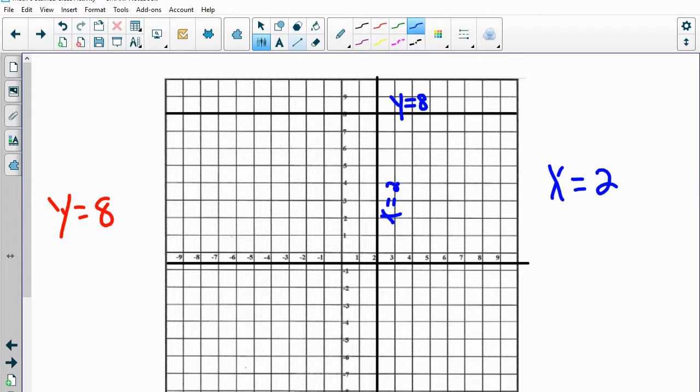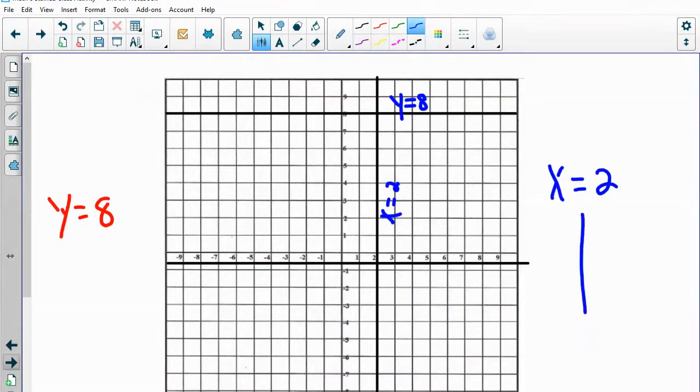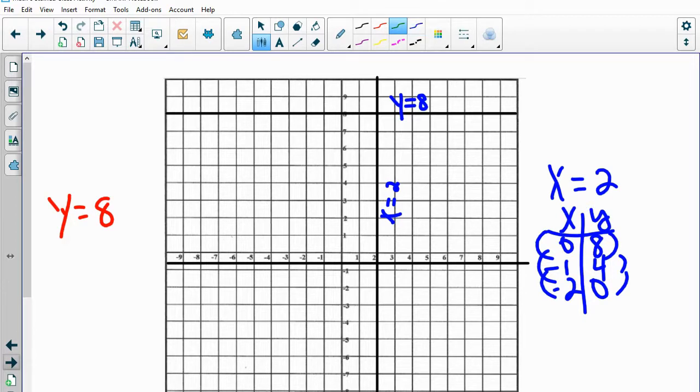Then you get to the slanted ones, the ones you made your tables with. Let me remind myself of the tables. We had 0, -1, -2, 8, 4, 0. Thank you. So once you have your tables, those are 3 points making one single line. You graph them: 0, 8, so I come to 0, 8 and put a point; -1, 4, put a point; -2, 0, put my point.